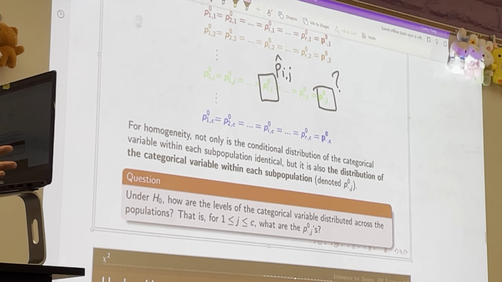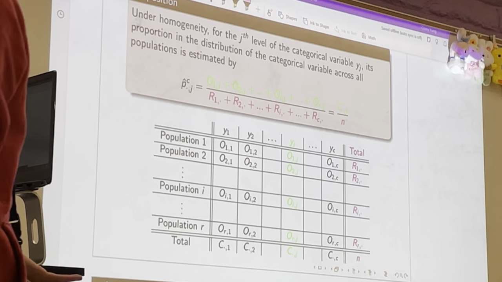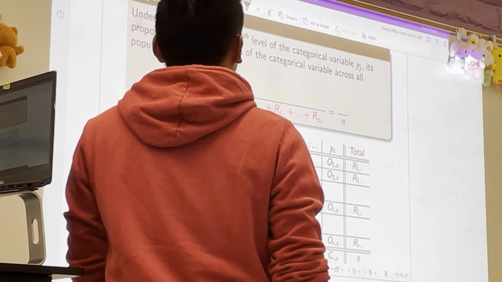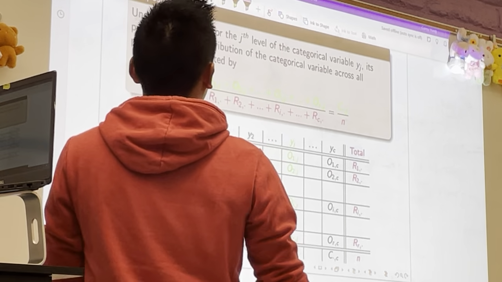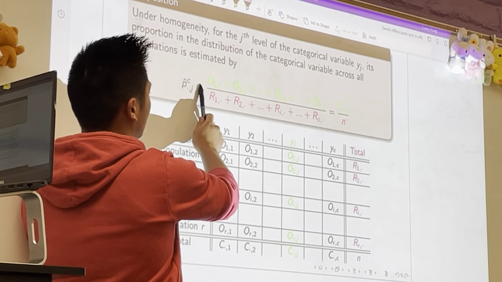So what is p comma j, not? Well, another proposition. All right? So under homogeneity, for the jth level of the categorical variable, I want to find what is that p comma j, but again, in the population, I may not know what that is, so I'm going to use an estimate. So notice that this is p hat comma j, and I put a c right there to distinguish it from the other.